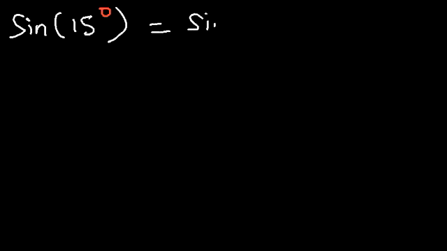Now what about this one? Let's say we want to evaluate sine of 15 degrees. What formula should we use? Should it be A plus B or A minus B? Sine 15 is the same as sine 45 minus 30. So we want to use the sine A minus B formula.